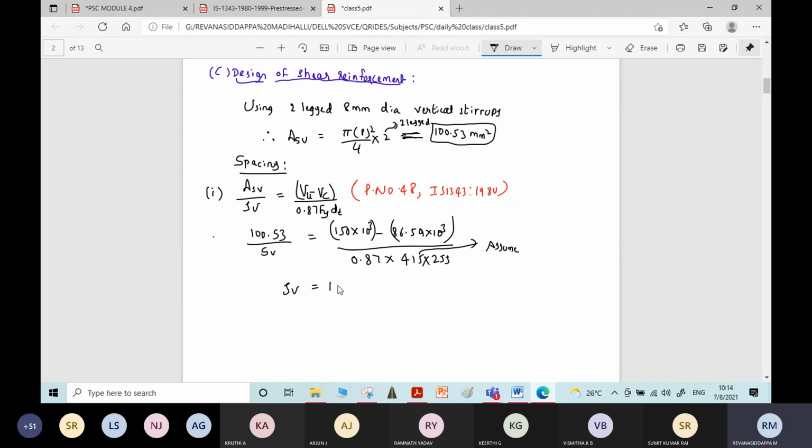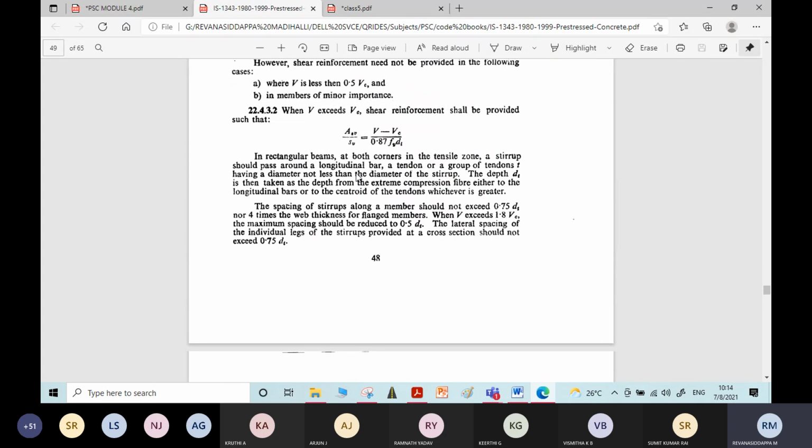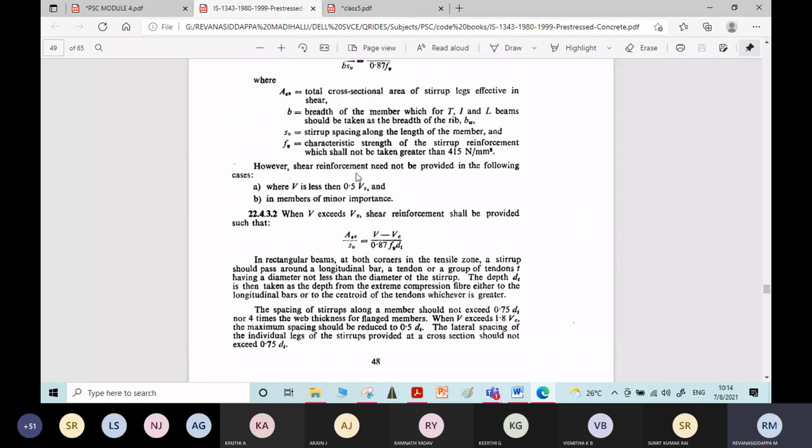What is the answer you told? 140? 145.96. Yes. 145.96 mm. Okay. Then second calculation using another formula for minimum spacing, that you use that formula.